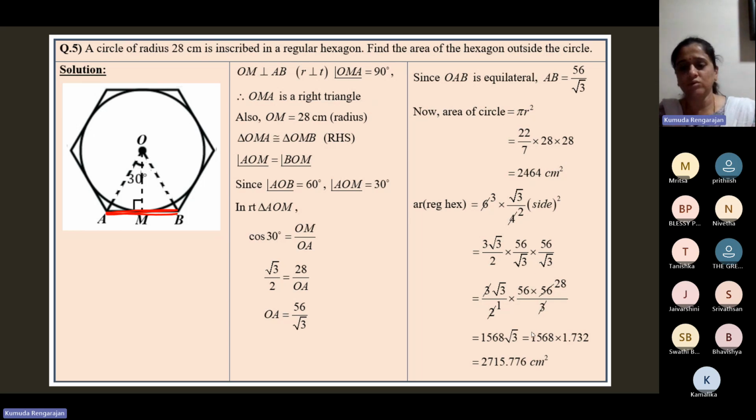I'll just share this also on WhatsApp, children. So it's the area of the hexagon minus the area of the circle. Circle, we know the radius. Hexagon, we need to find the side, and that is found here using trigonometry. We know the angle here is 60 degrees, so half of that is 30, because 6 equilateral triangles. So 60, 60, 60, 60, 60, 60. So this is 60, so 30, 30, because the two triangles are congruent. Then use trigonometry, find AM and double it to get AB.